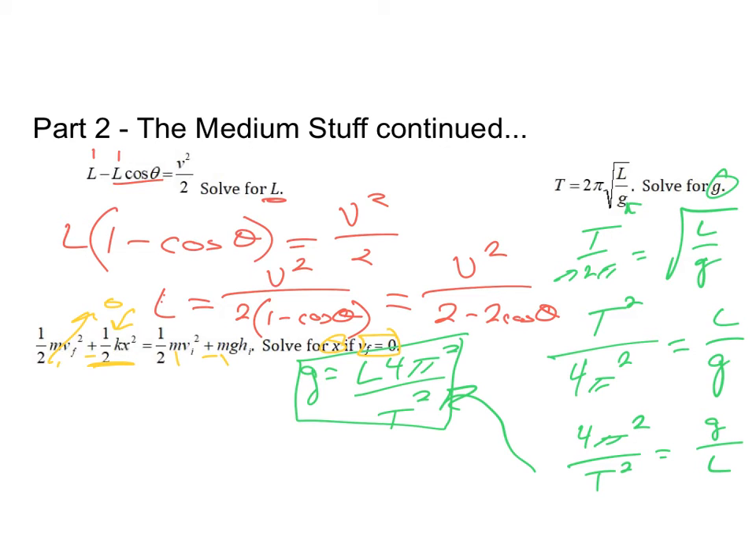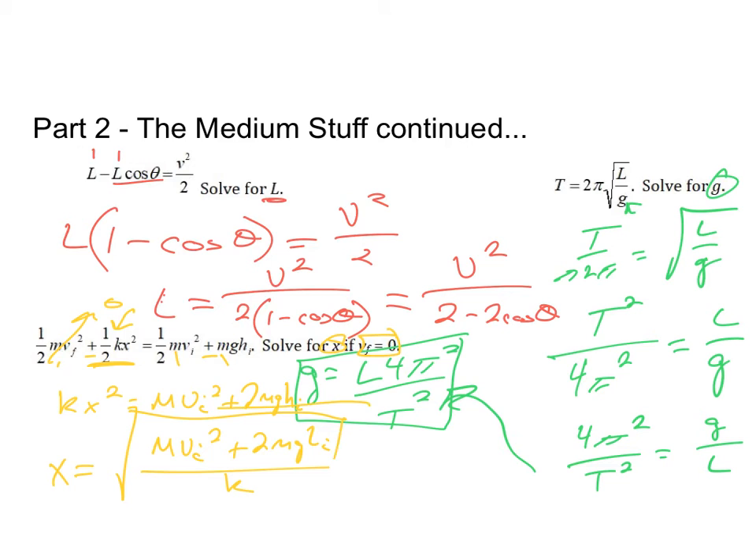Let's make it easy for us. Let's multiply everything by 2. So I get kx squared equals mvi squared plus 2mghi. And then I just have to divide by k and take the square root. So x equals the square root of mvi squared plus 2mghi all over k.